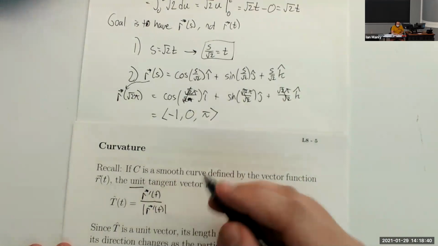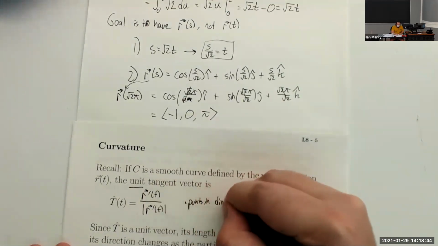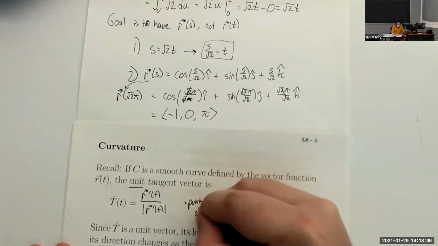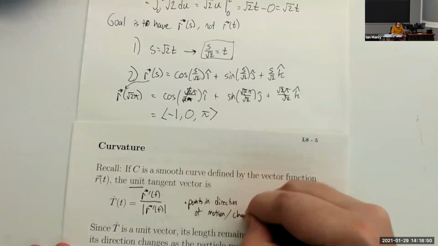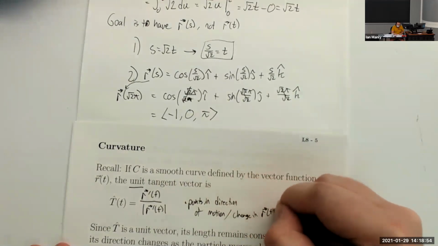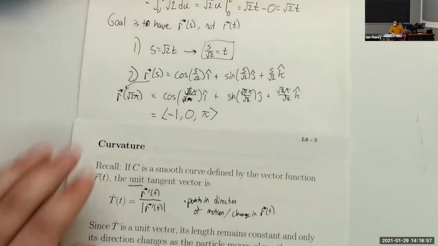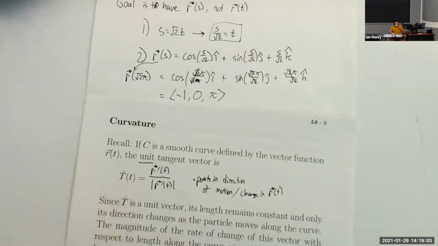So what does this vector do? This vector points in a direction of motion or change in r, if you're not doing physics. Okay, so effectively, this is just telling you where your curve is currently going. That's the significance of this vector here.